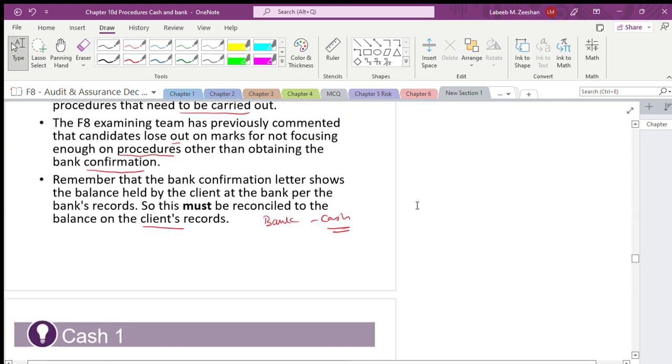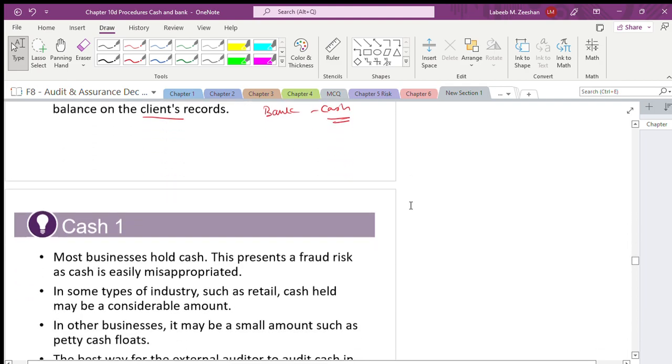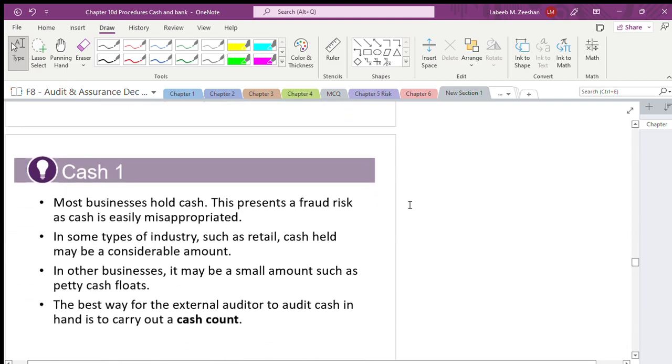Fine. This is with respect to bank. Very simple, very short and simple. Now, what are we talking about? The cash. When we talk about cash, what will come to our mind? The concept of petty cash.